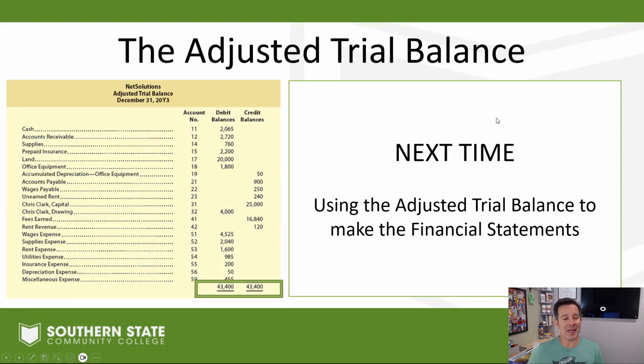So next time, we're going to take that adjusted trial balance we just made, and we're going to make financial statements out of it. We're going to make that income statement. We're going to make that statement of equity. We're going to make that balance sheet. That'll be in our next video. We'll kick that off next week.